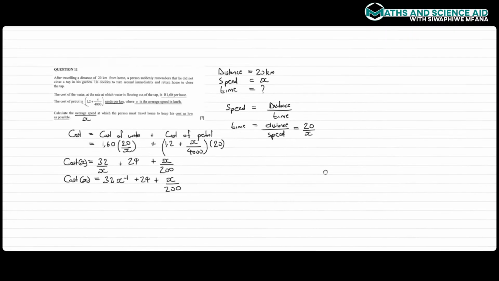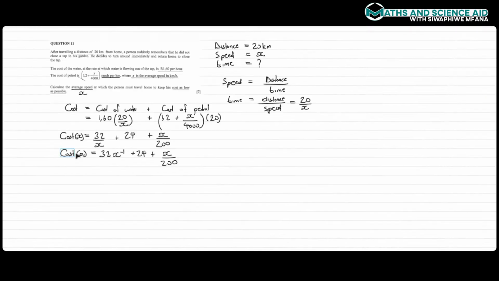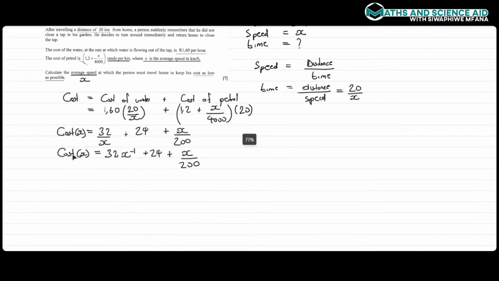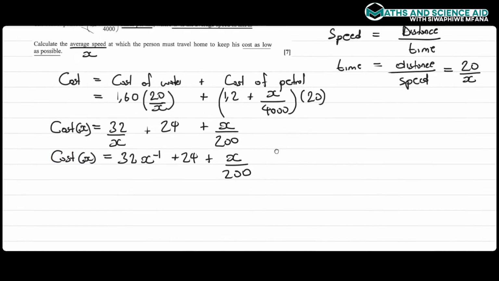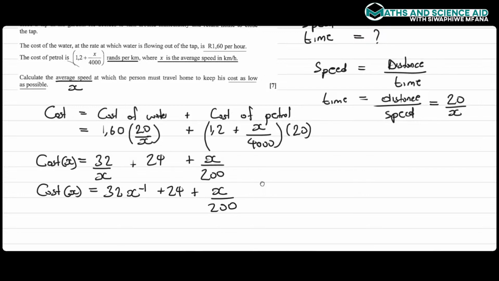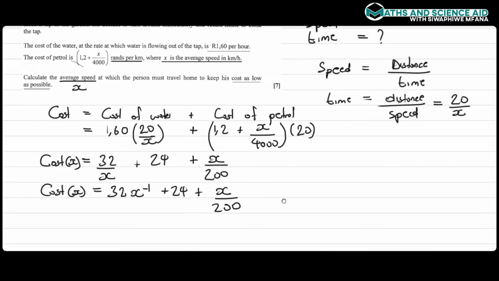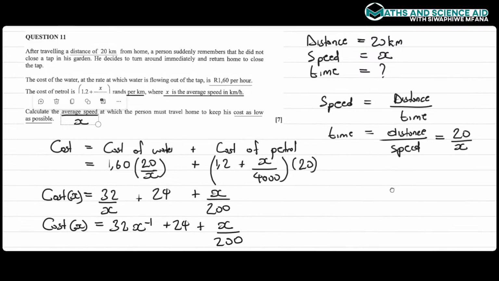So okay, that's it for this one. I think we did not take too much time. Obviously, guys, this is not the final answer. As I said, you do need to go on, work out the first derivative here, equate it to 0, and then solve for x. And then you'll get your value of x, which is the average speed at which the person must travel home to keep his cost as low as possible. You'll probably get maybe two values of x, and you'll see which one makes sense. For example, the speed should not be negative in this case. It should be positive. So that's what you are going to look for.